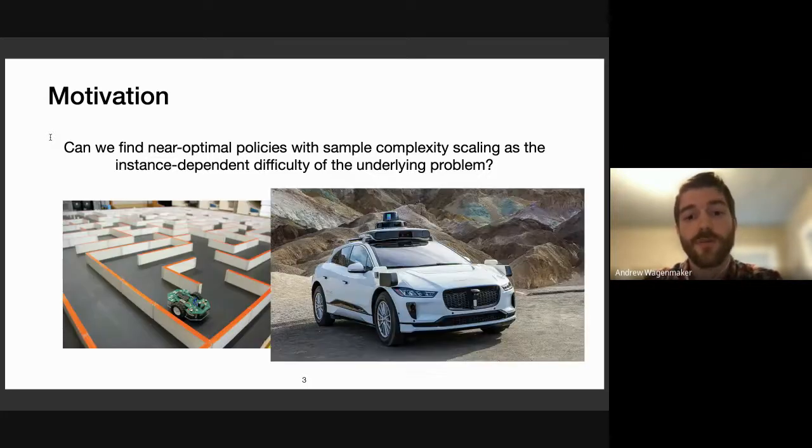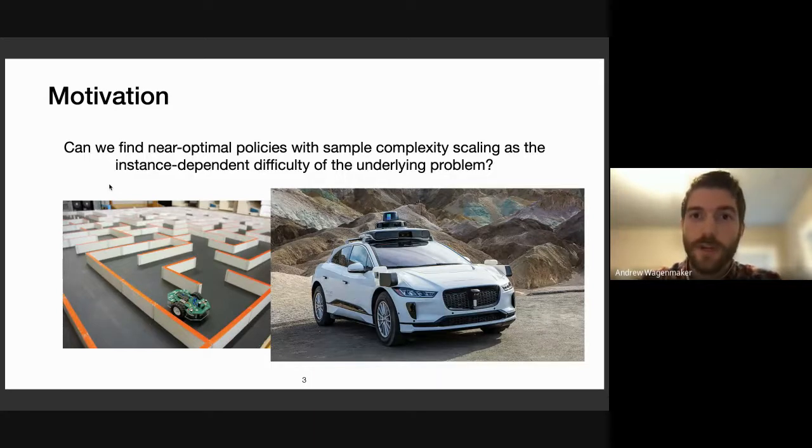For instance, we can think about two tasks: on one hand, a simple robot traversing a maze, and on the other hand, an autonomous vehicle. Obviously, finding a good policy to traverse this maze is going to be a much simpler task than finding a good policy to drive an autonomous vehicle. Ideally, we would want an algorithm to take advantage of the simpler structure on the easy example, while still performing reasonably well on the hard example. We want algorithms that scale with the actual problem difficulty, not in some worst case sense, algorithms that adapt to the underlying structure in the problem.